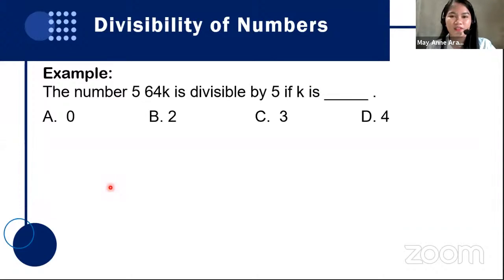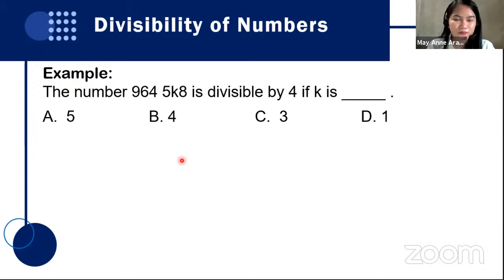Or it can also be 5, but since 5 is not in the choices, the answer is 0. How about the other one? The number 964,500K8 is divisible by 4 if K is what? A, 5, B, 4, C, 3, and D, 1. What's the answer?